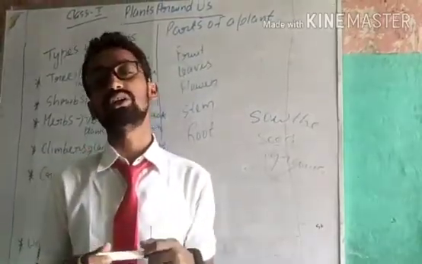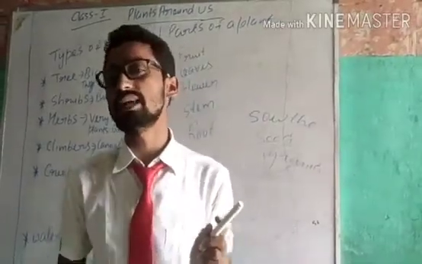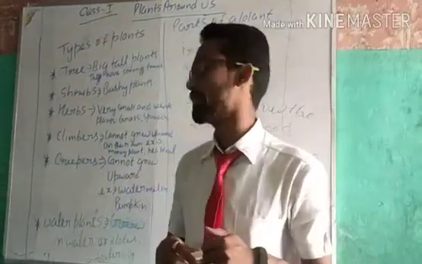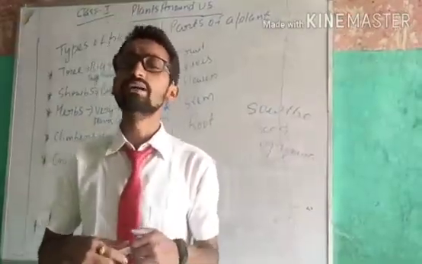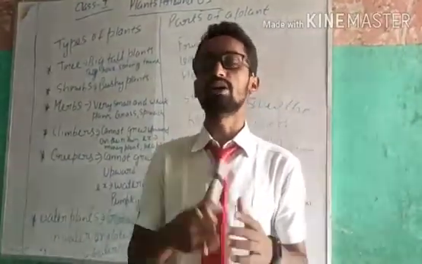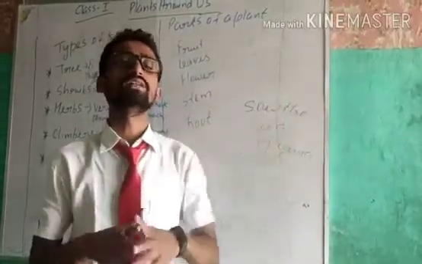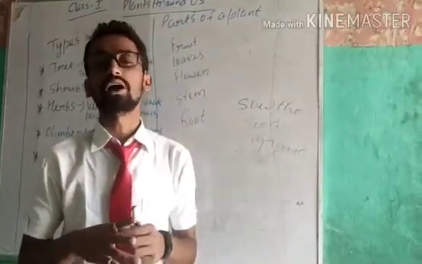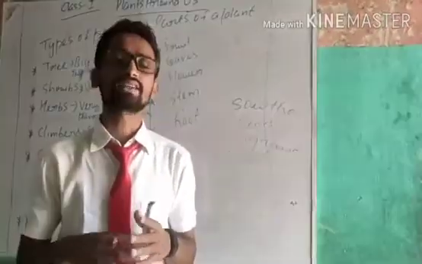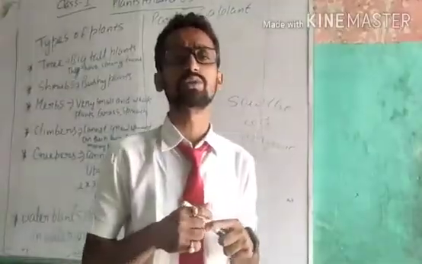Now we are going to study about plant parts. We studied in our previous lecture the types of plants: tree, shrub, herb, climber, creeper and water plant. You have seen different types of plants that grow in water. These types of plants are known as water plants, just like lotus, water lily, etc. These are considered water plants.